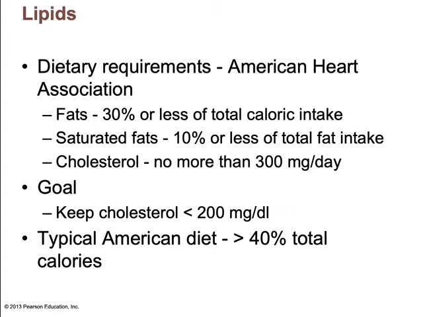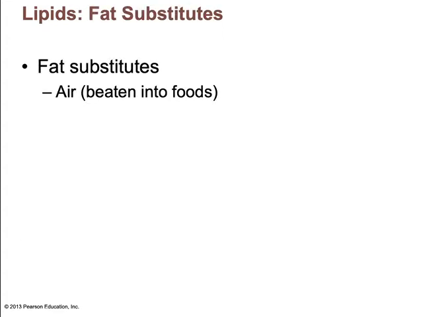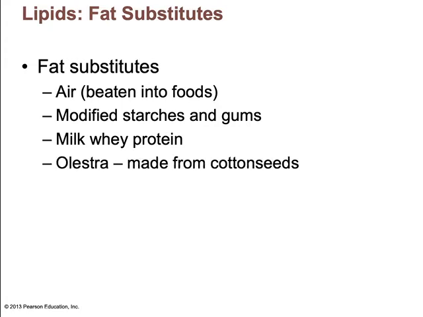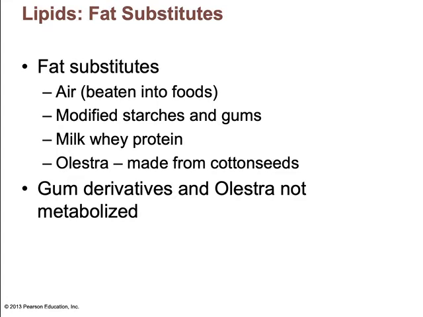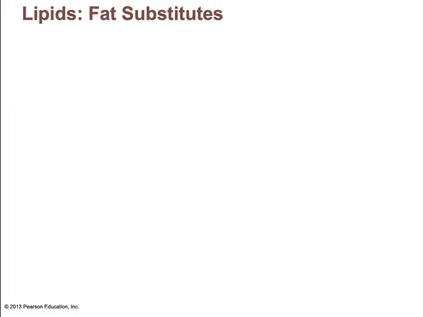And so again, this is one of the reasons that we tend to be obese, right? We have a lot of components in our diet that are high in calories, but they don't really fill us up very well, okay? Fat substitutes include air, which can lower the density of food and make it take up more space, modified starches and gum, whey protein, olestra, a P&G product, which is an indigestible fat, and gum derivatives. Gum derivatives and olestra, we should note, are not metabolized. They pass right through the digestive system and out the back end. The rest of these are metabolized and result in calories.